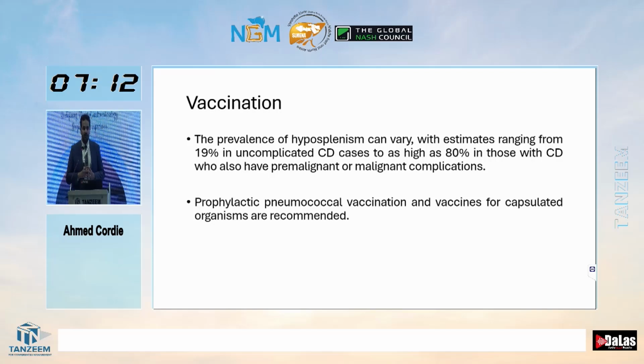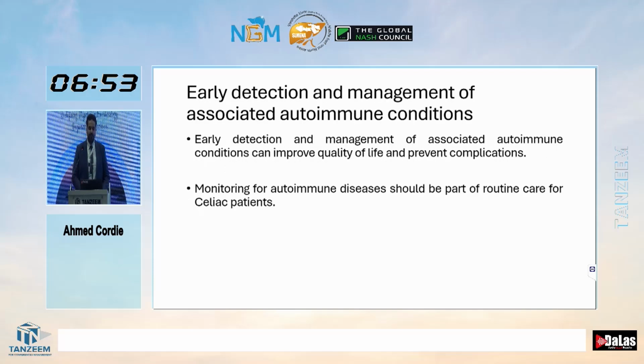For vaccination, you should know that about 20% of uncomplicated celiac disease persons will have hyposplenism, and up to 80% of them, when they have complications, will have some sort of hyposplenism. So we need to be thinking about the pneumococcal vaccine and vaccines for other encapsulated organisms.